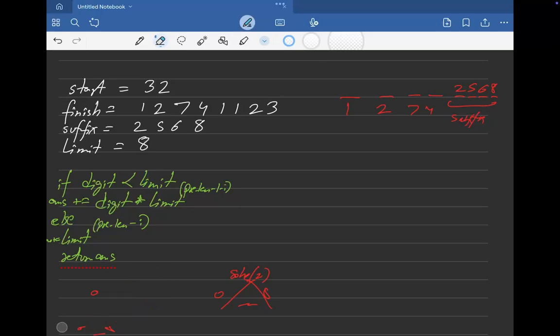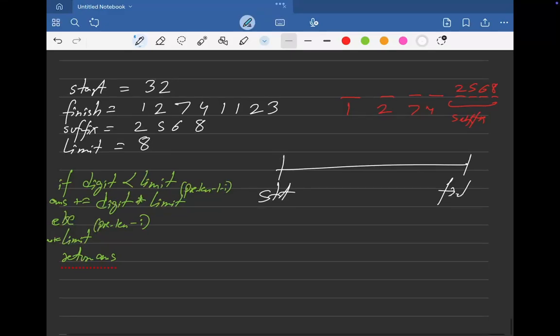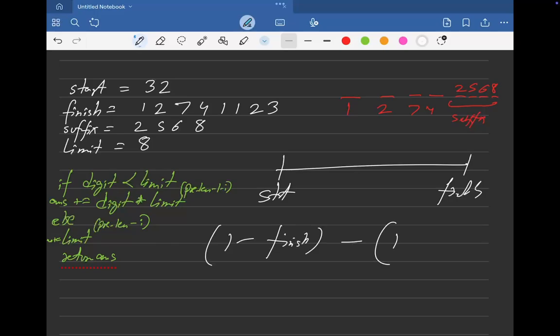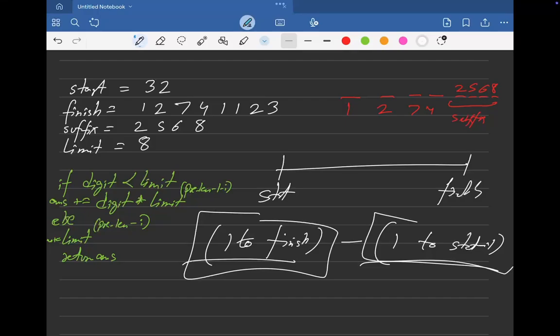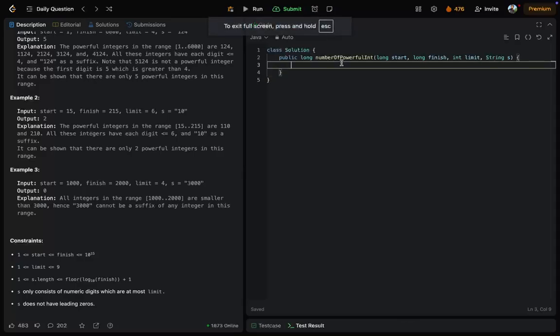2 or 3 steps. The first step is to calculate from start to finish time. I will calculate from 1 to finish time, then I will subtract from 1 to start minus 1 time, right. I will figure this out and subtract this. To calculate this I have just a simple recursive function. So this is a very simple question. Now my problem breaks down into this recursive function. I just calculate this. So let me write the code.